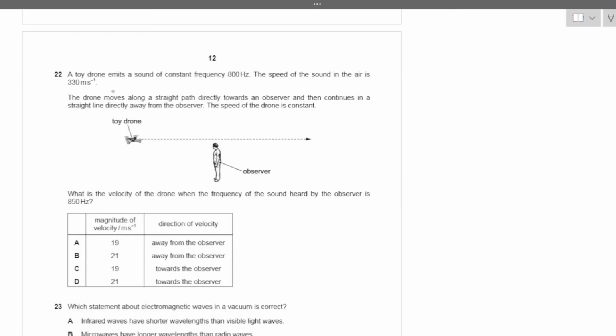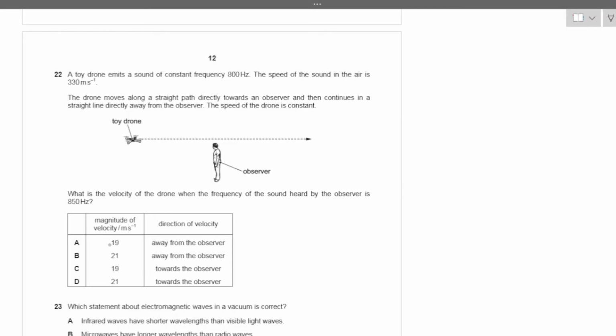Question 22. A toy drone emits sound of constant frequency 800 Hz. The speed of the sound in the air is 330. The drone moves along a straight path directly towards the observer and then continues in a straight line directly away from the observer. The speed of the drone is constant. What is the velocity of the drone when the frequency of the sound heard by the observer is 850 Hz?